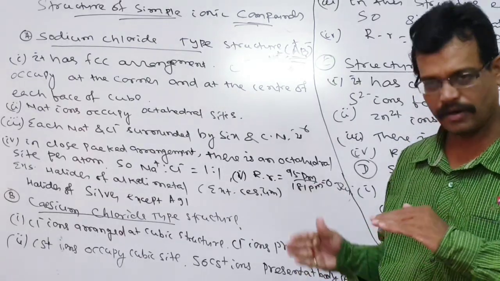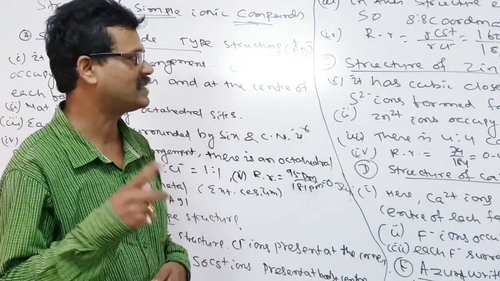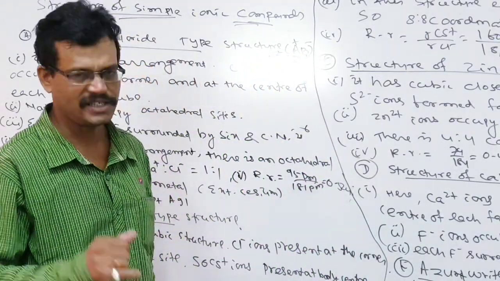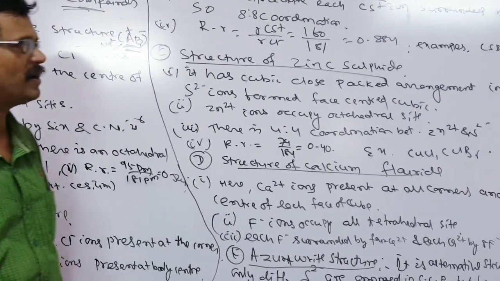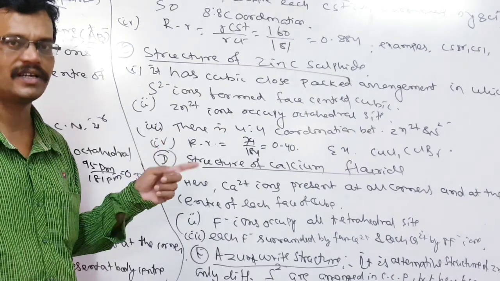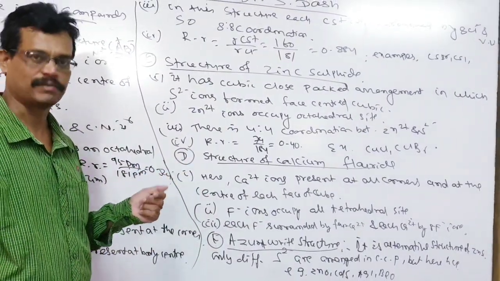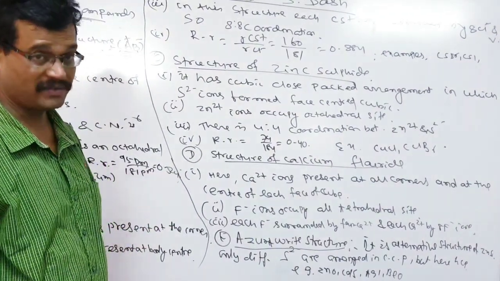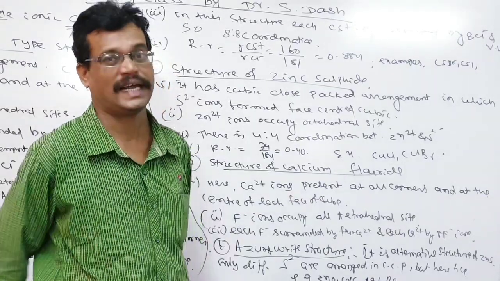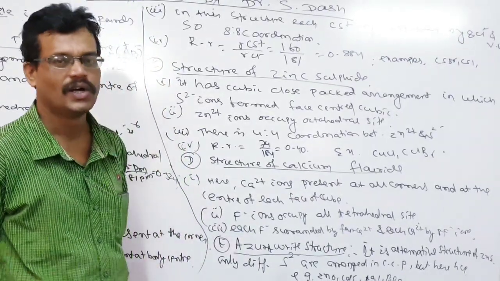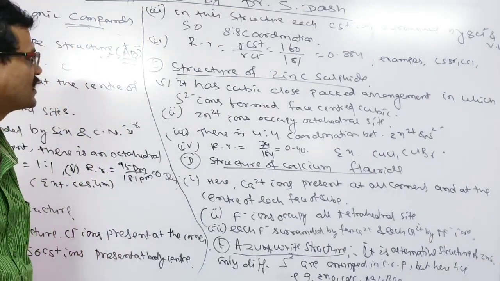Okay, so that is the arrangement of the Cl minus ions on one side and Cs plus ions on the other. And in these structures, what will happen? You see, each Cs plus ion is surrounded by 8 Cl minus ions. Similarly, each Cl minus is surrounded by 8 Cs plus ions. So the coordination number ratio in this structure is found to be 8:8.